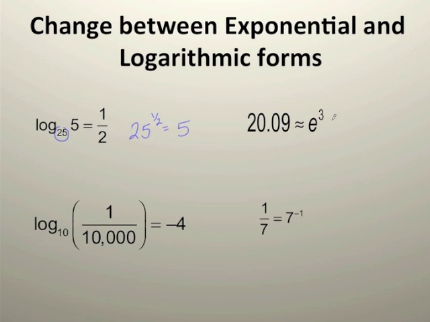Change this to log form. Well, it's ln, since it's base e, of 20 and 900ths is approximately 3. The log is the exponent. What power do I raise 7 to get 1/7th? It's -1. Remember, the log equals the exponent.